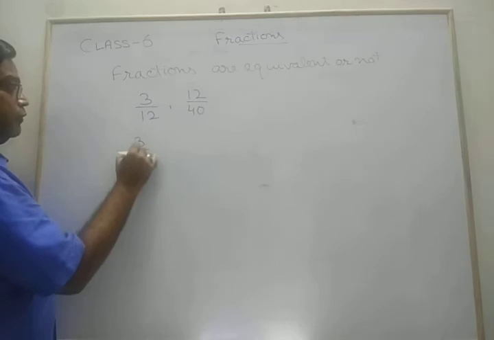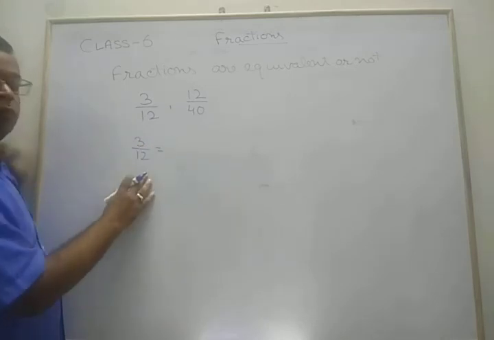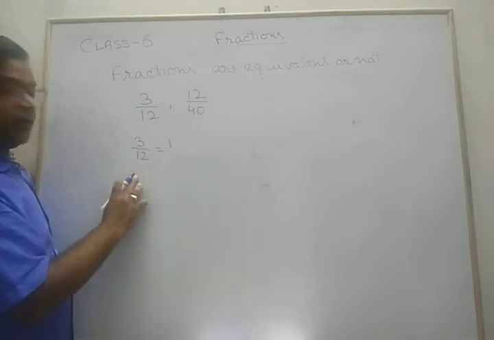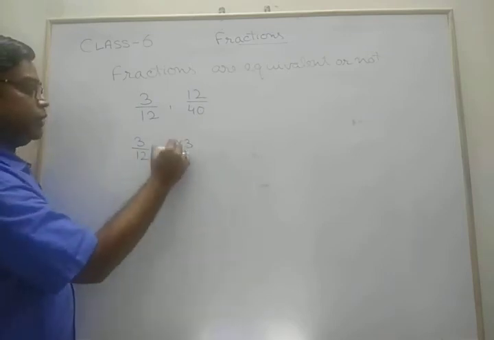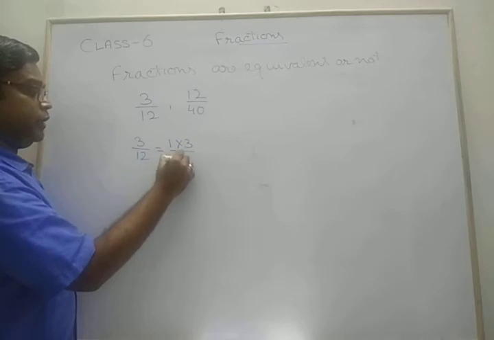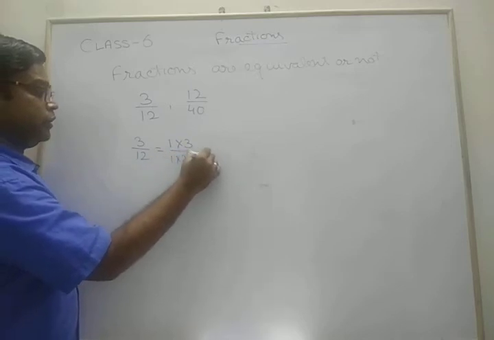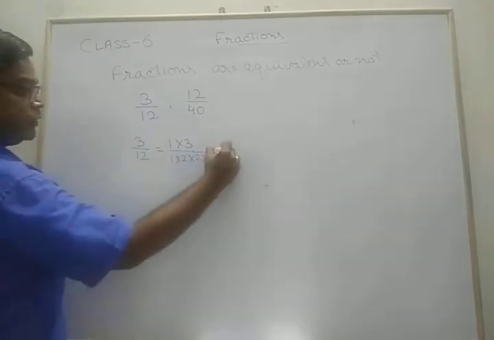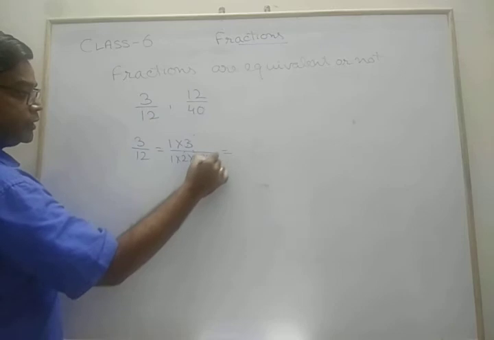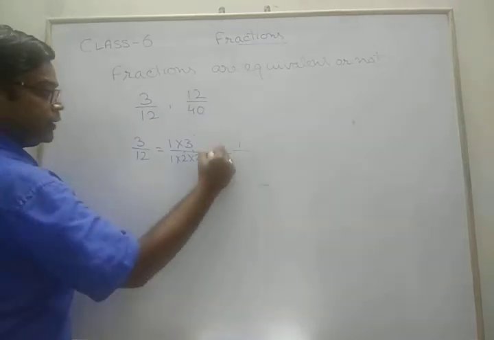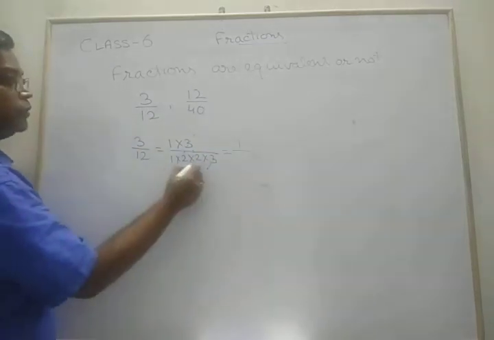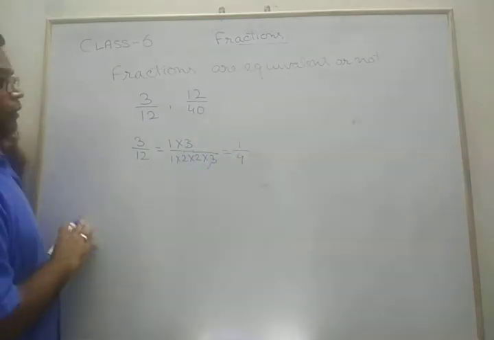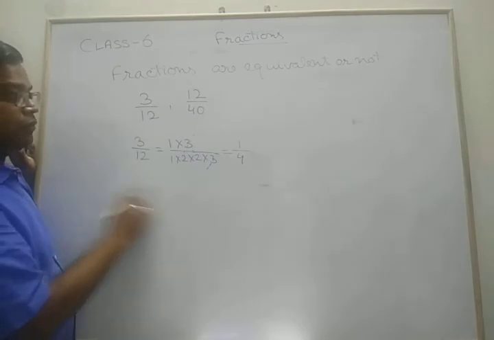Now see, 3 upon 12 has some common factors. In the numerator we can write 1 into 3, and in the denominator 1 into 2 into 2 into 3. So the 3 is common, and we cross out these threes. What we have is 1 and 2 into 2, which is 4. So it is 1 upon 4. When you simplify this, we get this fraction.